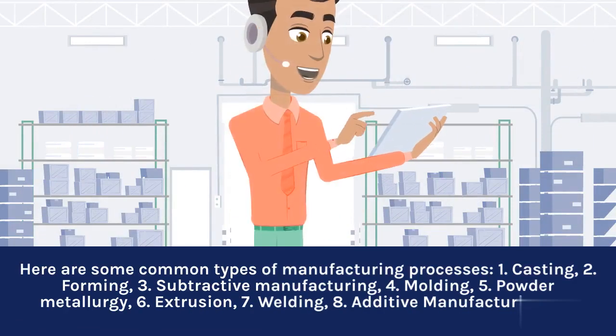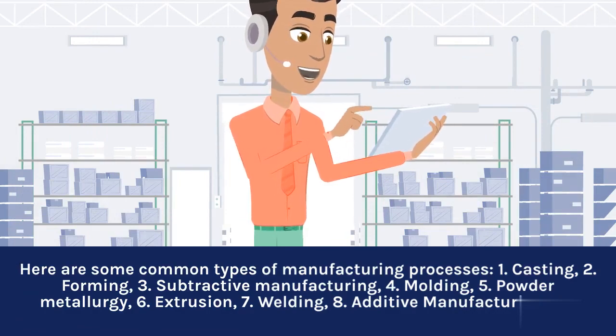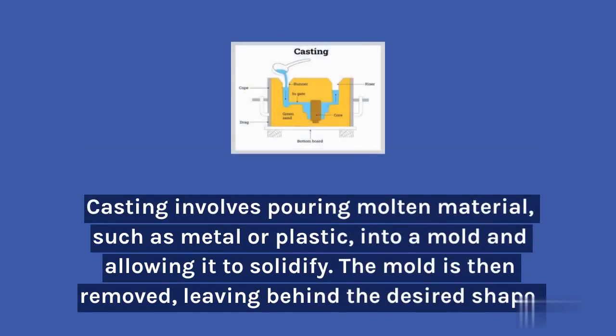Here are some common types of manufacturing processes. 1. Casting. 2. Forming. 3. Subtractive manufacturing, 4. Molding, 5. Powder metallurgy, 6. Extrusion, 7. Welding, 8. Additive manufacturing. Casting involves pouring molten material, such as metal or plastic, into a mold and allowing it to solidify. The mold is then removed, leaving behind the desired shape.